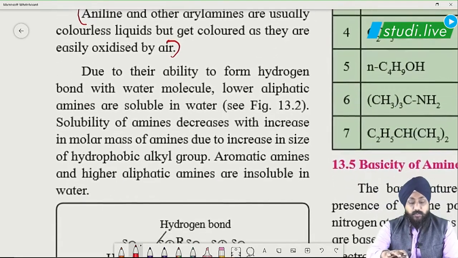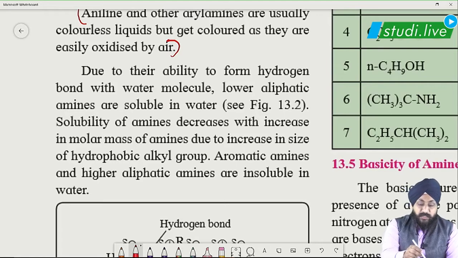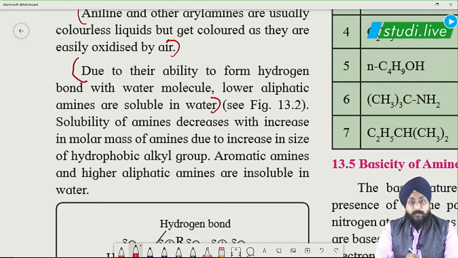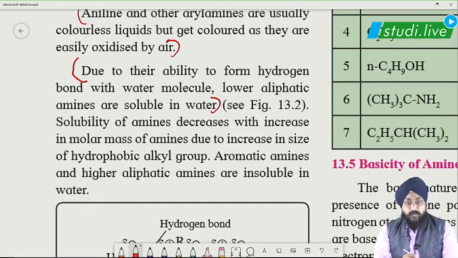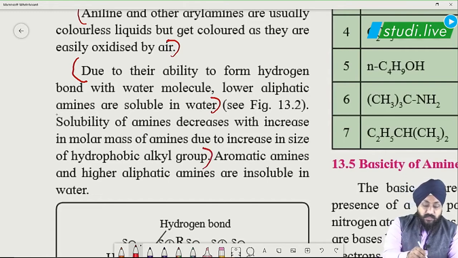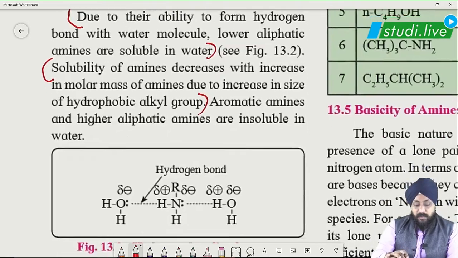Now, due to the ability of forming hydrogen bonds with water, lower aliphatic amines are soluble in water. But the solubility of amines decreases with increase in molar mass of the amine, due to the increase in the size of the alkyl group. So students, the solubility always decreases with increase in molar mass.